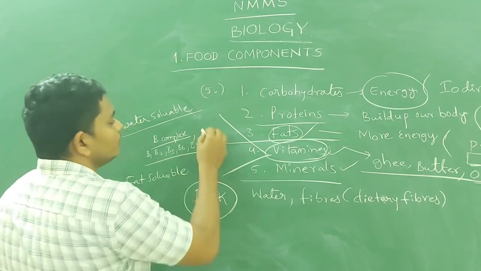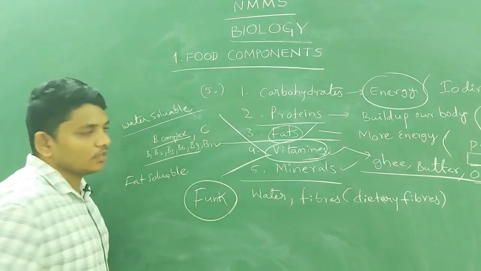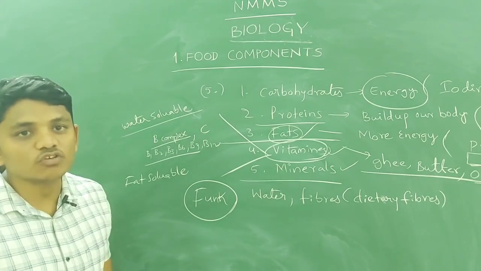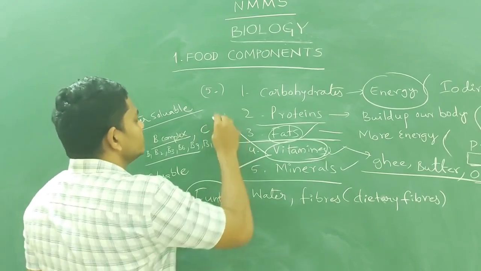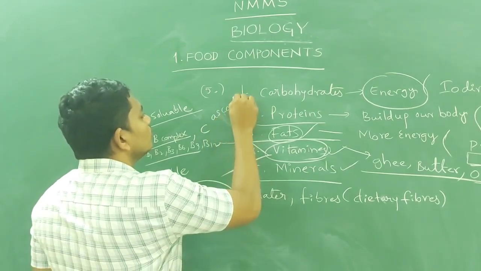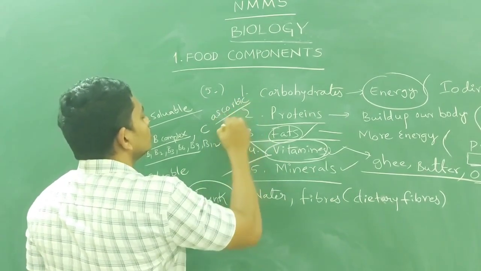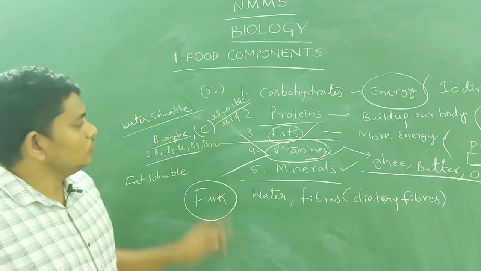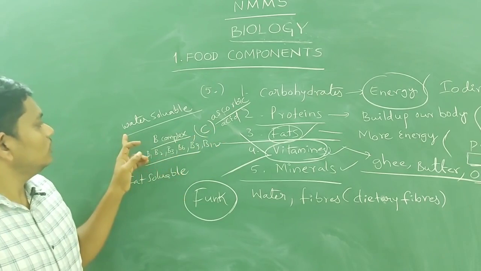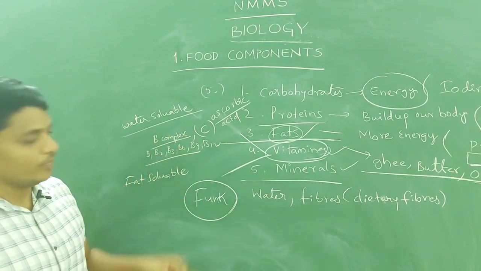Along with the B complex vitamin, C vitamin is also there. C vitamin is nothing but ascorbic acid. Okay. So these are two vitamins called water soluble vitamins.